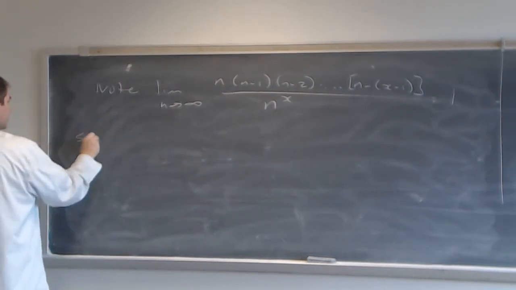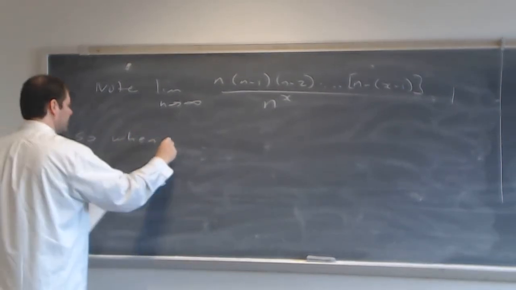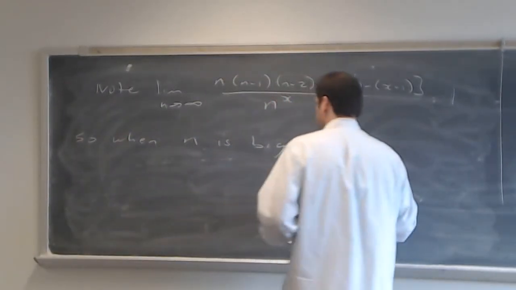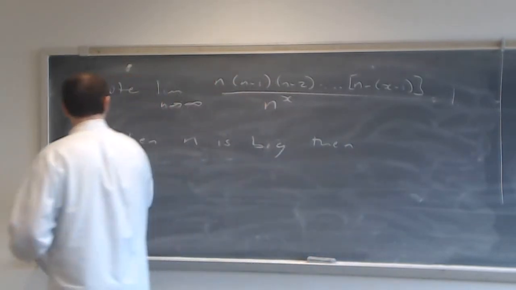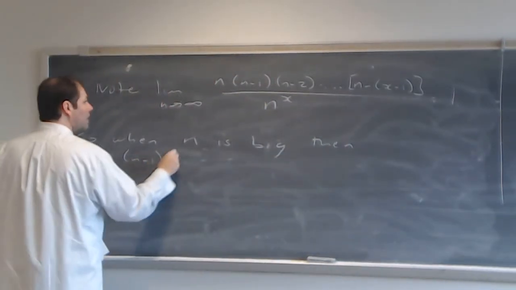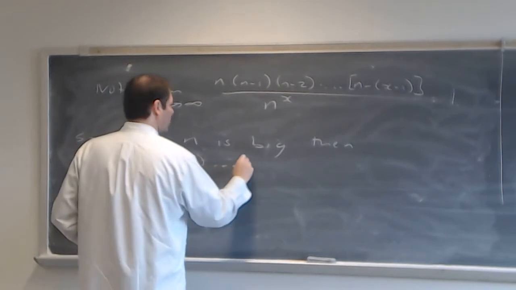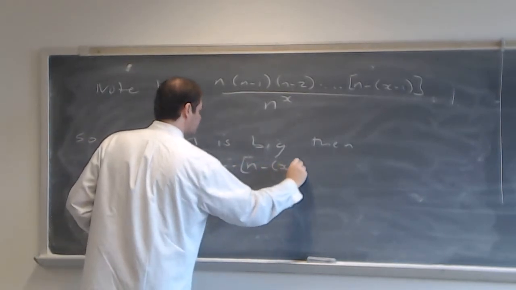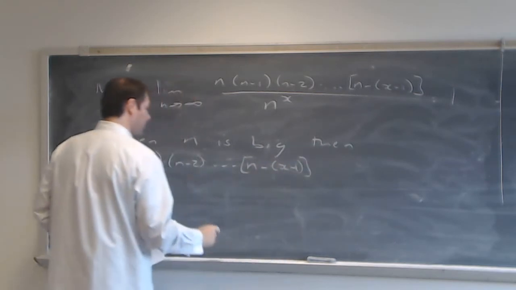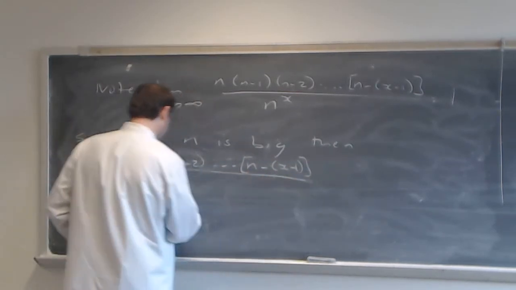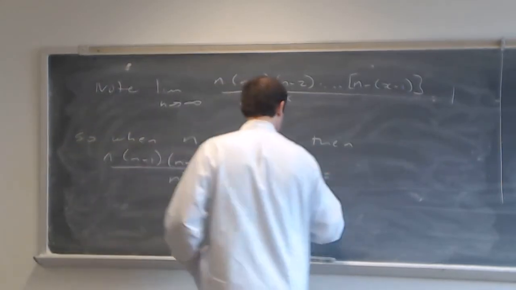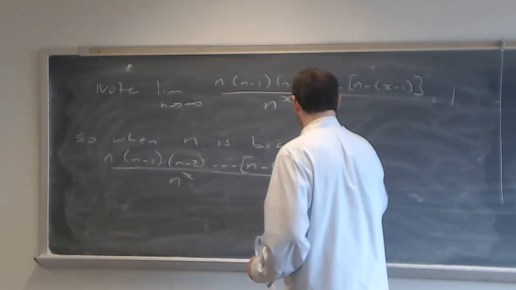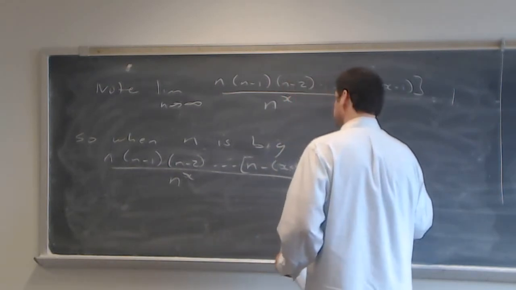So to understand this, when n is big, then this quantity, n times n minus 1 times n minus 2, all the way down to n minus the quantity x minus 1, that's just a number here, over n to the x, is approximately 1.